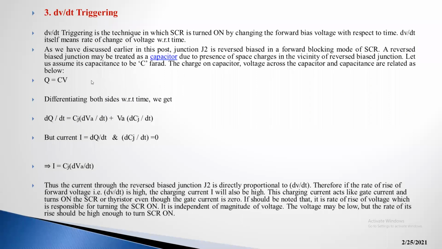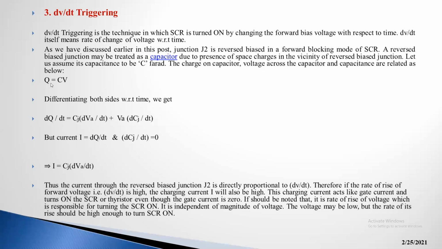A small leakage current is flowing through the capacitance, that is, through the junction J2. That current can be represented by small i or IC. The leakage current is equal to the rate of change of charge, dq by dt. The rate of change of charge with respect to time is the current, so this leakage current is directly proportional to dq by dt.